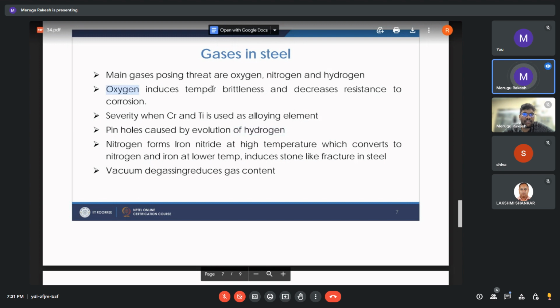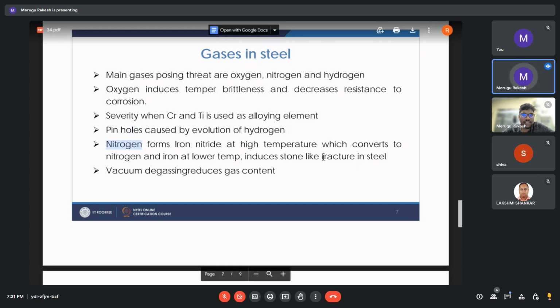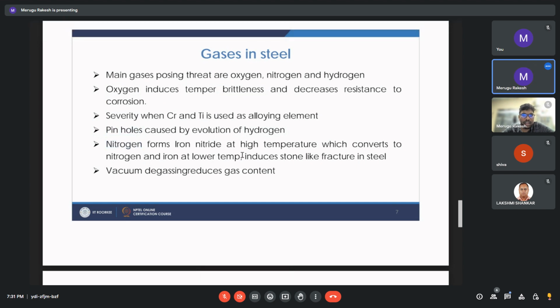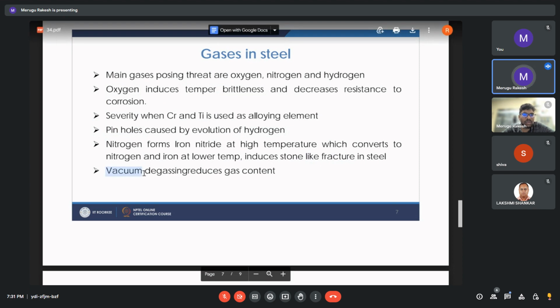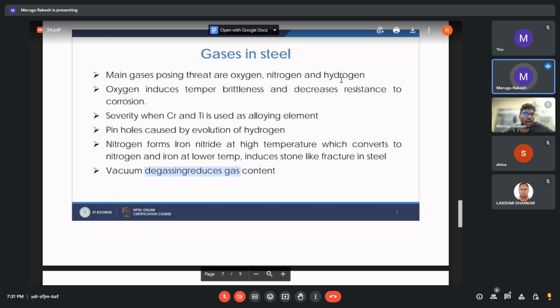For oxygen, we'll have brittleness, and for hydrogen, we have pinholes, which can serve as a stress concentrator and can crack easily. And with nitrogen, we have a stone-like fracture in steels, so it's something like brittleness. That is the reason we use vacuum melting or degassing in order to remove all this oxygen, nitrogen, and hydrogen.